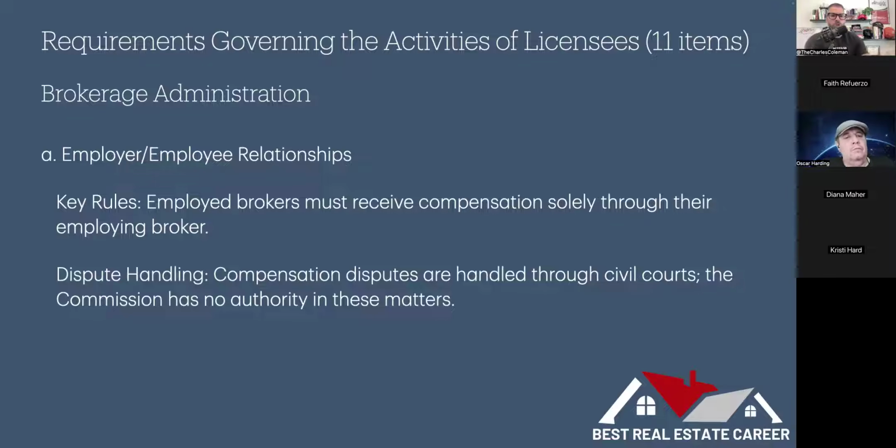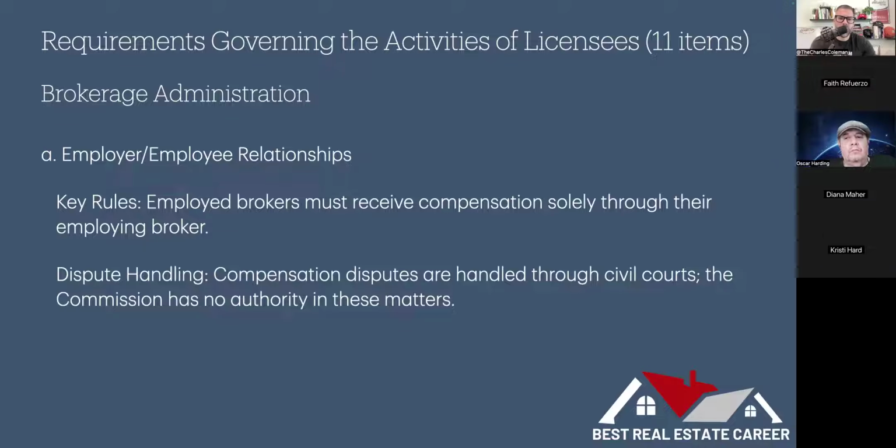Now let's jump into brokerage administration, and we're talking about employer versus employee relationships. One of the biggest things to keep in mind is the employee versus employer versus a 1099, right? We talk about employee versus employer, even though you know that you're a 1099 in the state of Colorado. You're going to have an independent contractor agreement, and they can't dictate the hours that you come in. They can't say that you have to be here or you have to be there. That's not what this is.